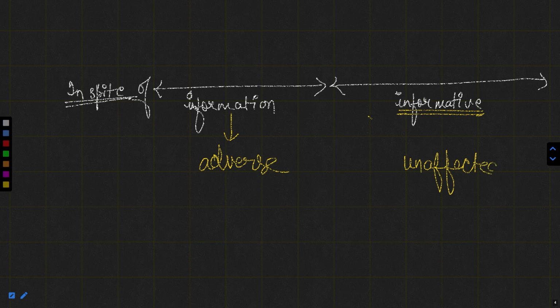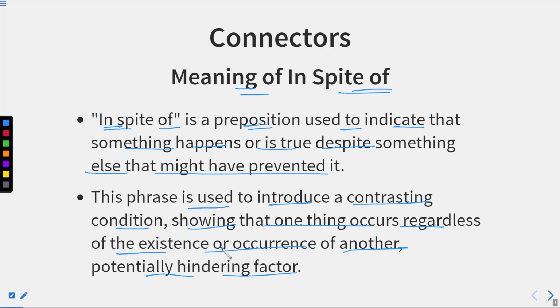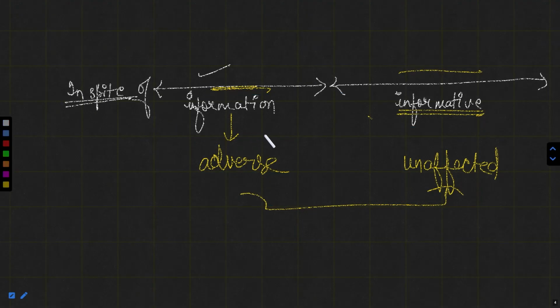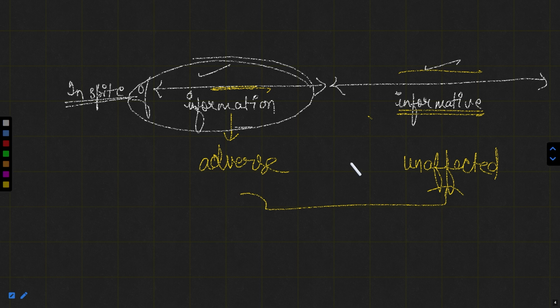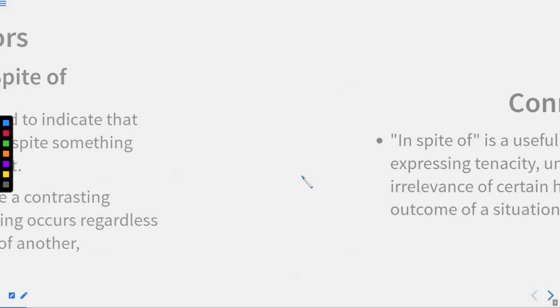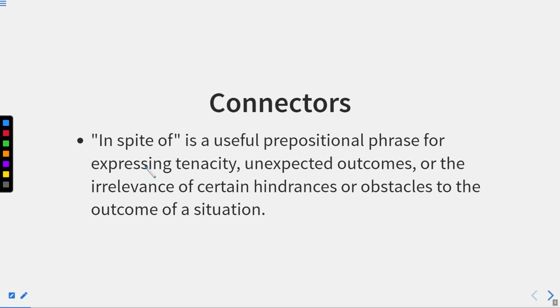So this adversity does not affect this statement, or whatever we write over here is contradictory to whatever we have written over here. So that is a hindering factor. It means this is the hindering factor, whereas this is something which does not get affected due to this hindrance. Okay, so let us get back to the slides. Let us discuss it further.